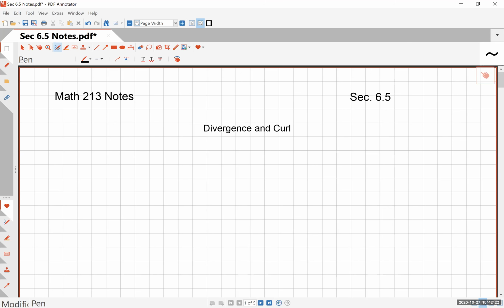Okay, so section 6.5 is on divergence and curl. Let F be P, Q, R, a three-dimensional vector field, as before. Let's specify a vector field, and it's defined on every point of R3, X, Y, Z, right?